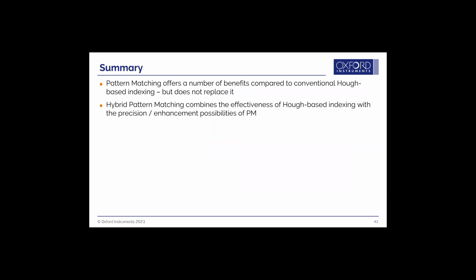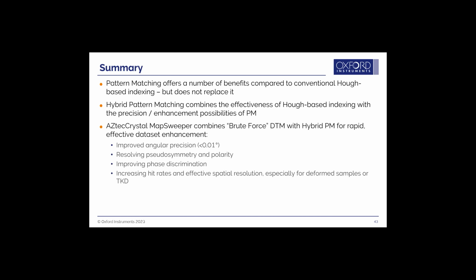So the hybrid pattern matching is something that's time effective, something that realistically you could do with, I hate to say every sample, because I want you to think about why you're doing it before you do it. It's not going to be a high time issue. We also have the brute force dynamic template matching to go with this. You're going to potentially need this on occasion, but where we're trying to go is improving angular precision, resolving pseudosymmetry, phase discrimination, really trying to improve the data where we possibly can here.